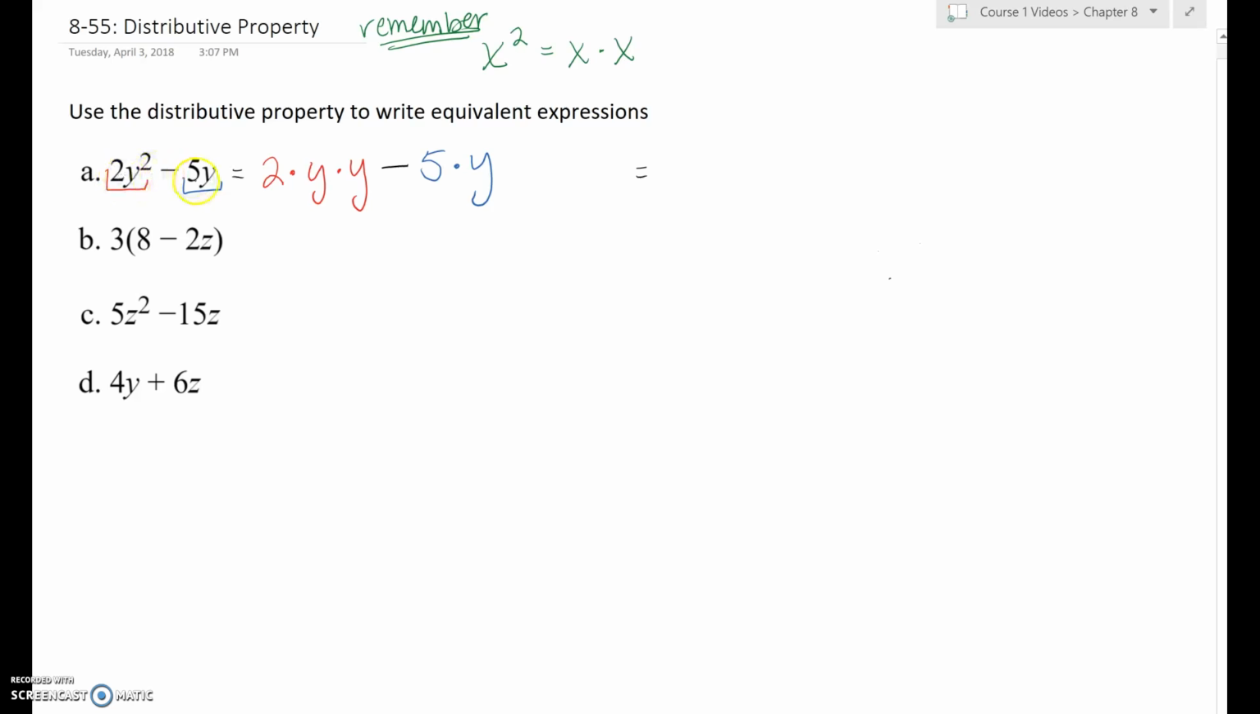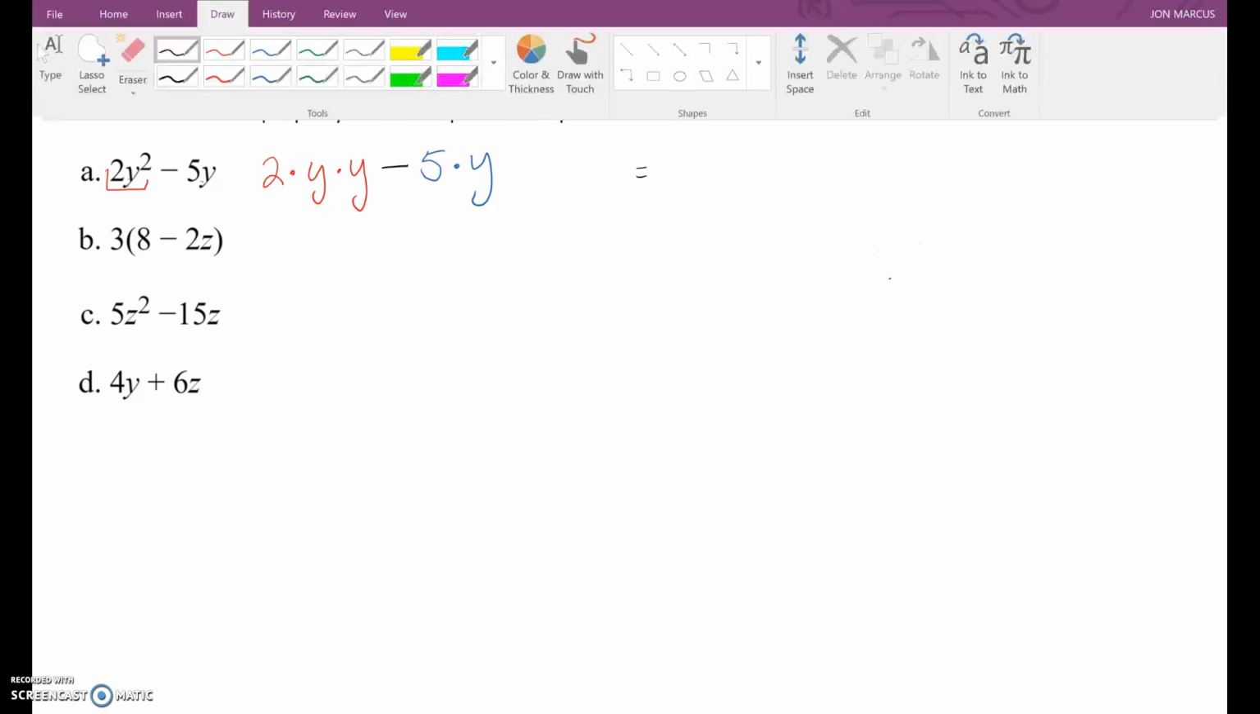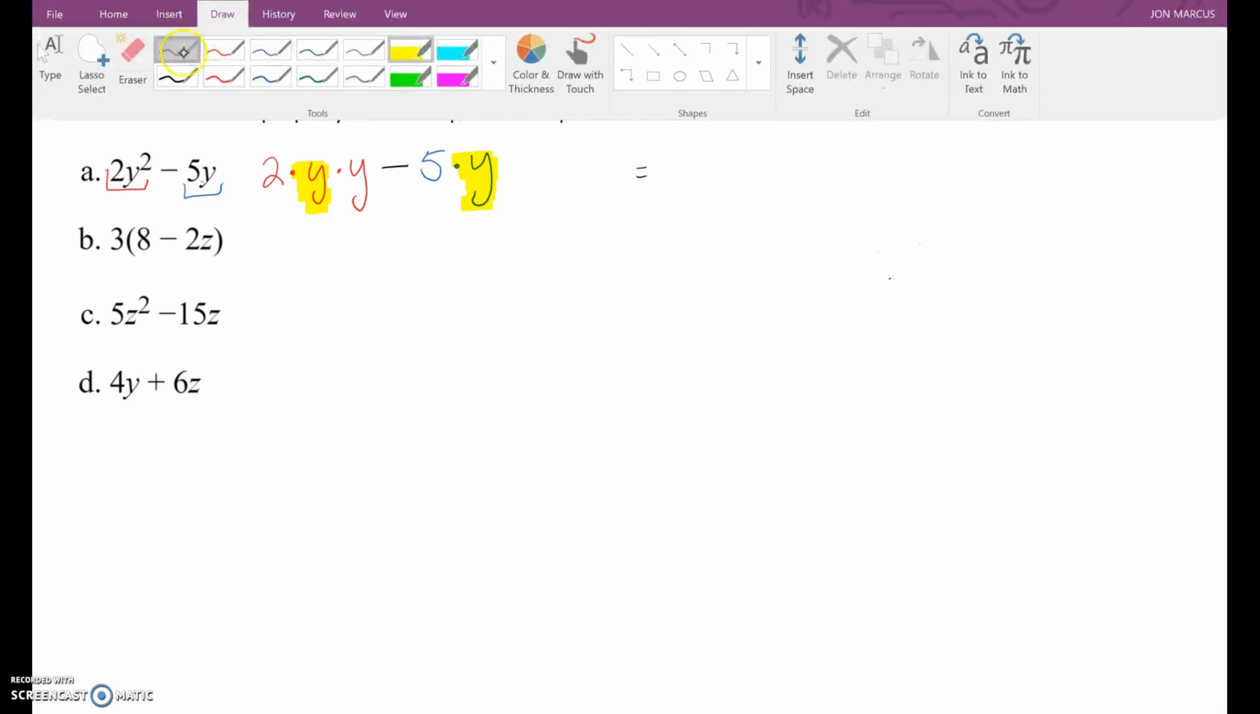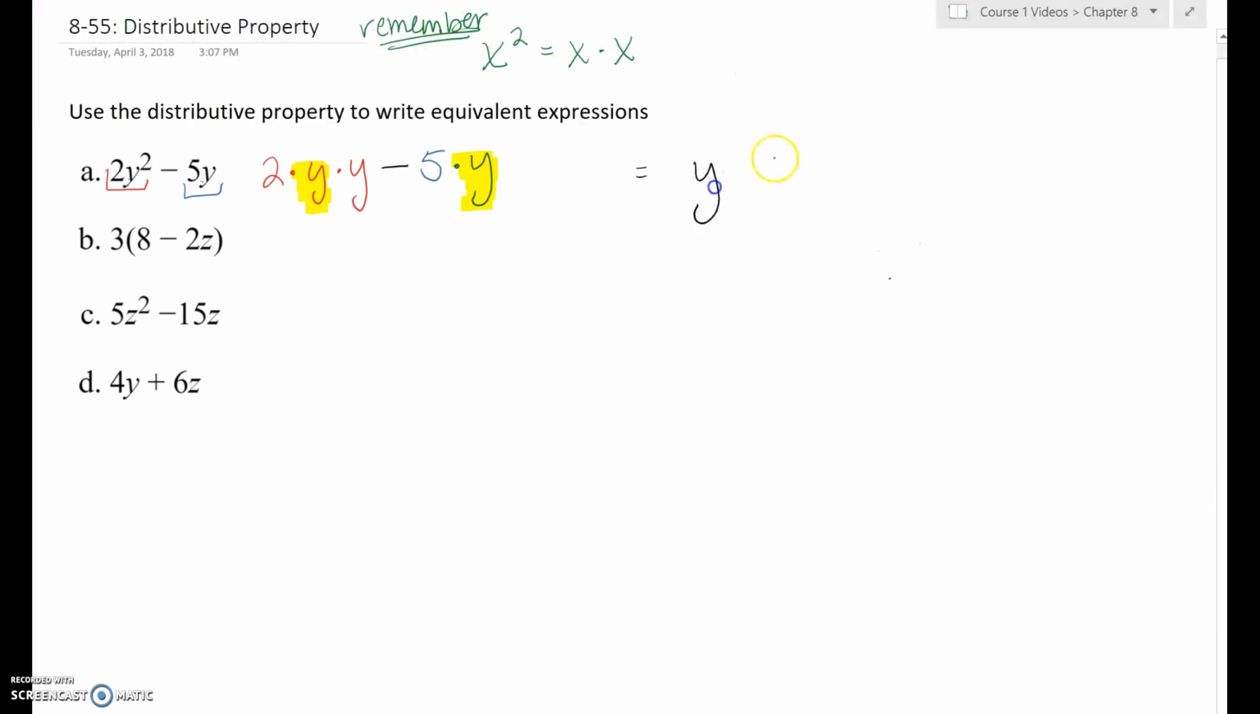And what I did is I took these terms here, this red term and this blue term, and I said, what are the prime factors of both? So I broke them down to their smallest parts. So 2y squared was 2 times y times y, and 5y was 5 times y. Up here I have something to remember, right? X squared is x times x, so y squared is y times y. What I'm looking for is the common factor. What factor do each of these terms, the blue term and the red term, have in common? They both have a prime factor of y.